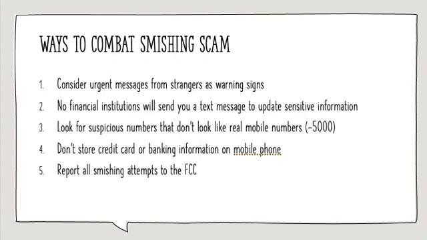So some ways to identify and combat smishing scams. Number one, consider urgent messages from strangers as warning signs. So the same thing as the phishing. They want to elicit the human emotion. They want you to click on this thing because you're angry or because you're scared. Number two, no financial institutions will send you a text message to update sensitive information. Your bank will not text you asking you to update your passwords. They won't text you asking your social security so that you can confirm your identity.